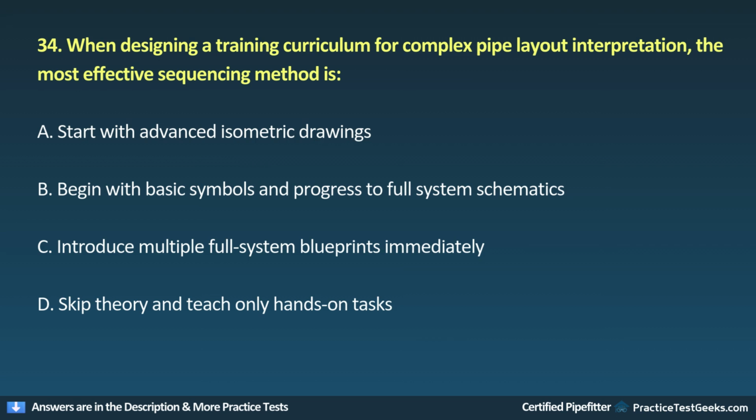34. When designing a training curriculum for complex pipe layout interpretation, the most effective sequencing method is: A. Start with advanced isometric drawings. B. Begin with basic symbols and progress to full system schematics. C. Introduce multiple full system blueprints immediately. D. Skip theory and teach only hands-on tasks.